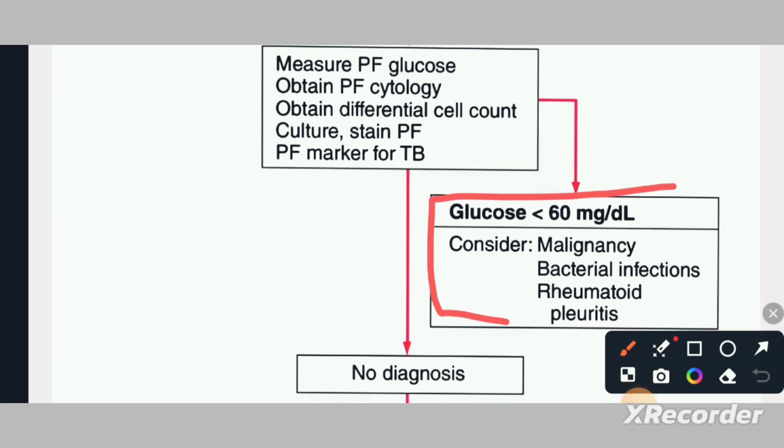In all these things, if the glucose level in the pleural fluid is less than 60 milligram per deciliter, then it could be malignancy, or it could be due to bacterial infection, or it could be due to rheumatoid arthritis. In bacterial infection, as the bacteria consume the glucose present in the pleural fluid, there is a decrease in the pleural fluid glucose levels. When it is less than 60 milligram per deciliter, there could be malignancy, bacterial infection, or rheumatoid pleuritis.